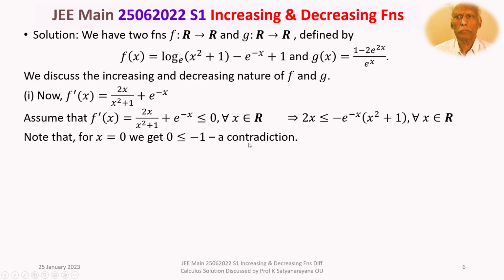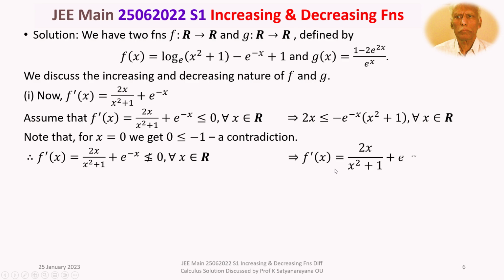Therefore, we get a contradiction. This contradiction tells you that f prime x is less than or equal to 0 for all x belongs to R is not true, is false. Therefore, f prime x is equal to 2x by x square plus 1 plus e power minus x is not less than or equal to 0 for all x belongs to R. This will imply f prime x is greater than 0 for all x belongs to R. So f prime x is greater than 0 for all x belongs to R.